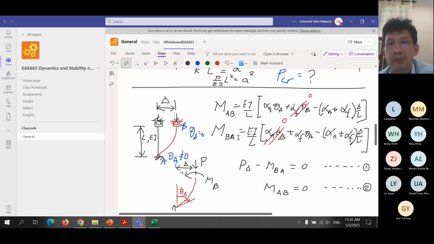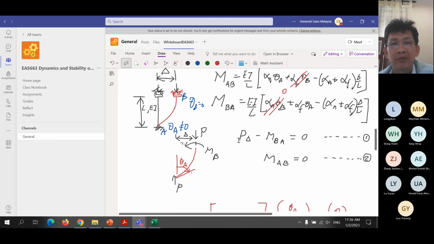The same thing for MBA. We have this, but now we have alpha F theta A appearing, together with this term, which is due to the relative end translations. So this is still the first step. After we identify what is non-zero and whether there is any relative end translation or not, we write down these two equations. The next thing is that we have two equilibrium equations to write down now.